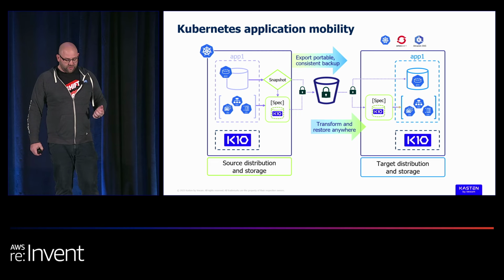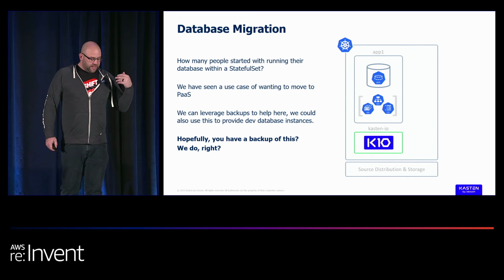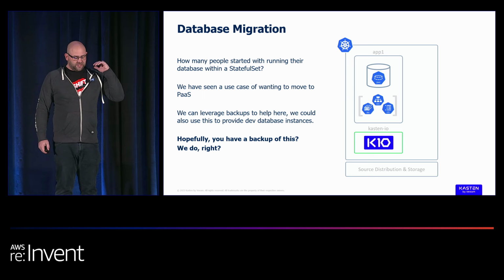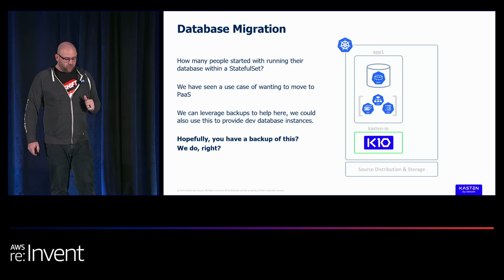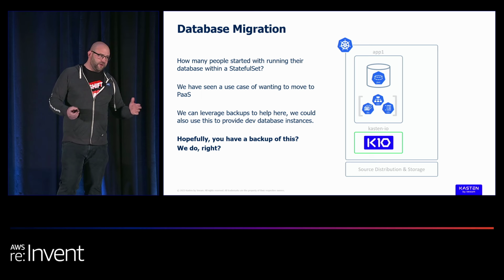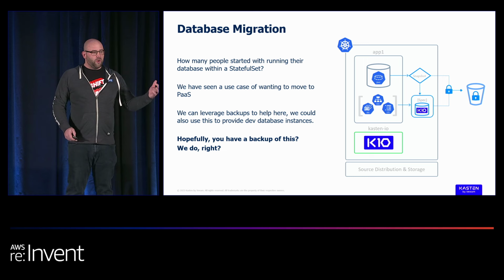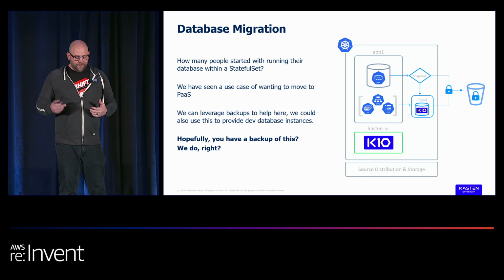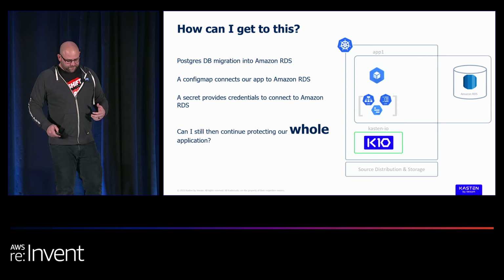But where it gets really interesting is how many people started with running their database on stateful sets. We're seeing an increase of people wanting to now take advantage of things like RDS and RDS Postgres or Aurora. So we've seen that use case, we've seen that want and that demand. So we can leverage our backups that we've been taking for the last however long to then get us into that PaaS-based service. So hopefully you have a backup if you're running stateful workloads in there, and we do, right? So what I want to do is I've got a backup. It's exporting that backup out into my S3 bucket, and I want to take that backup and restore that into RDS. So Postgres DB migration into RDS is really what I wanted to show.